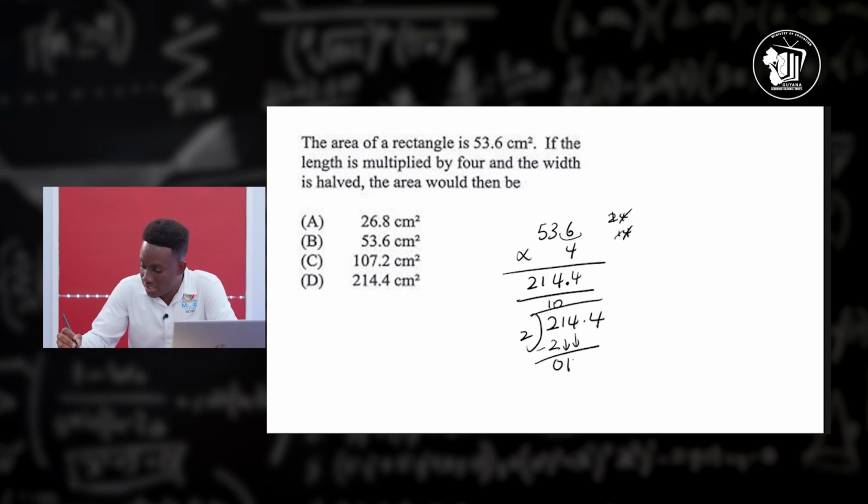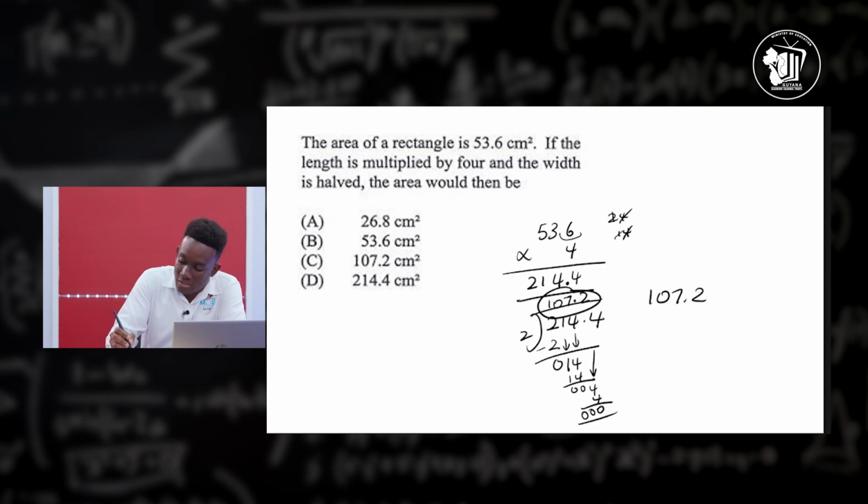So 2 can go into 14 7 times. 2 times 7 is 14. So we get 0. Bring down the point. So we put a point at the top here and then we bring down the 4. And 2 can go into 4 2 times. 2 times 2 is 4. So this will be 0. So the answer when we halve it is 107.2. So the answer here would be C.